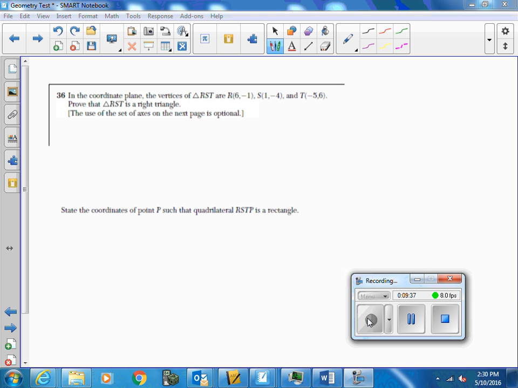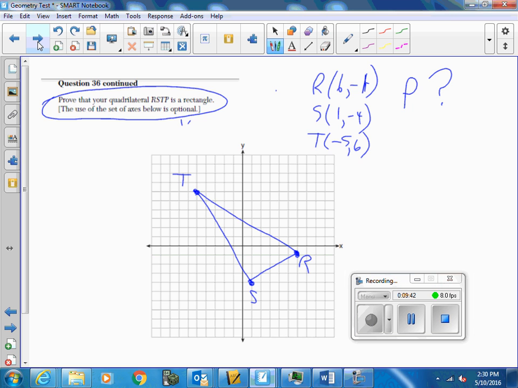Okay, we're going to state the coordinates of P such that quadrilateral RSTP is a rectangle. So looking here, first of all, you should have an idea before you start of where this point should be. We know what a rectangle looks like. A rectangle is always going to be divided into two equal triangles. So you know it's going to be in this general vicinity, okay? If you start having a point that's over here, you know something's not right, because that's not going to make a rectangle, right? So we have to figure out exactly where that point's going to be, though.